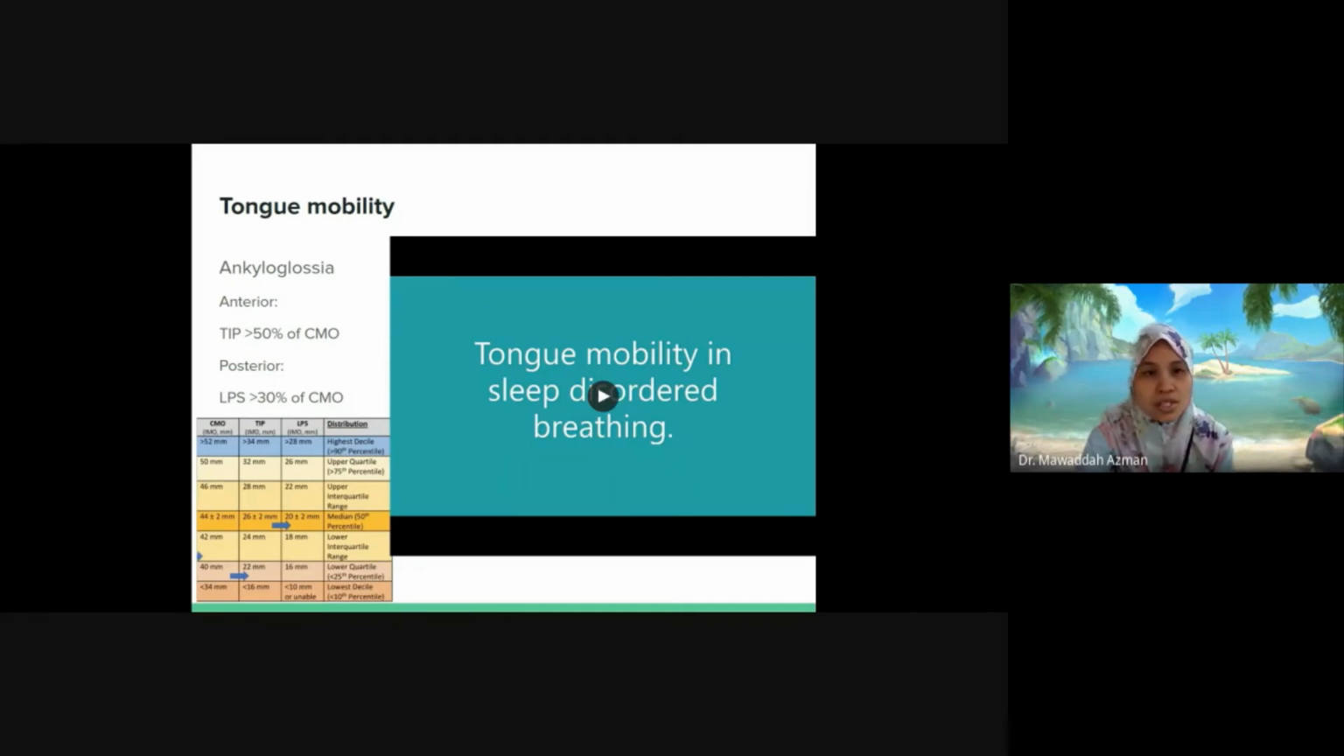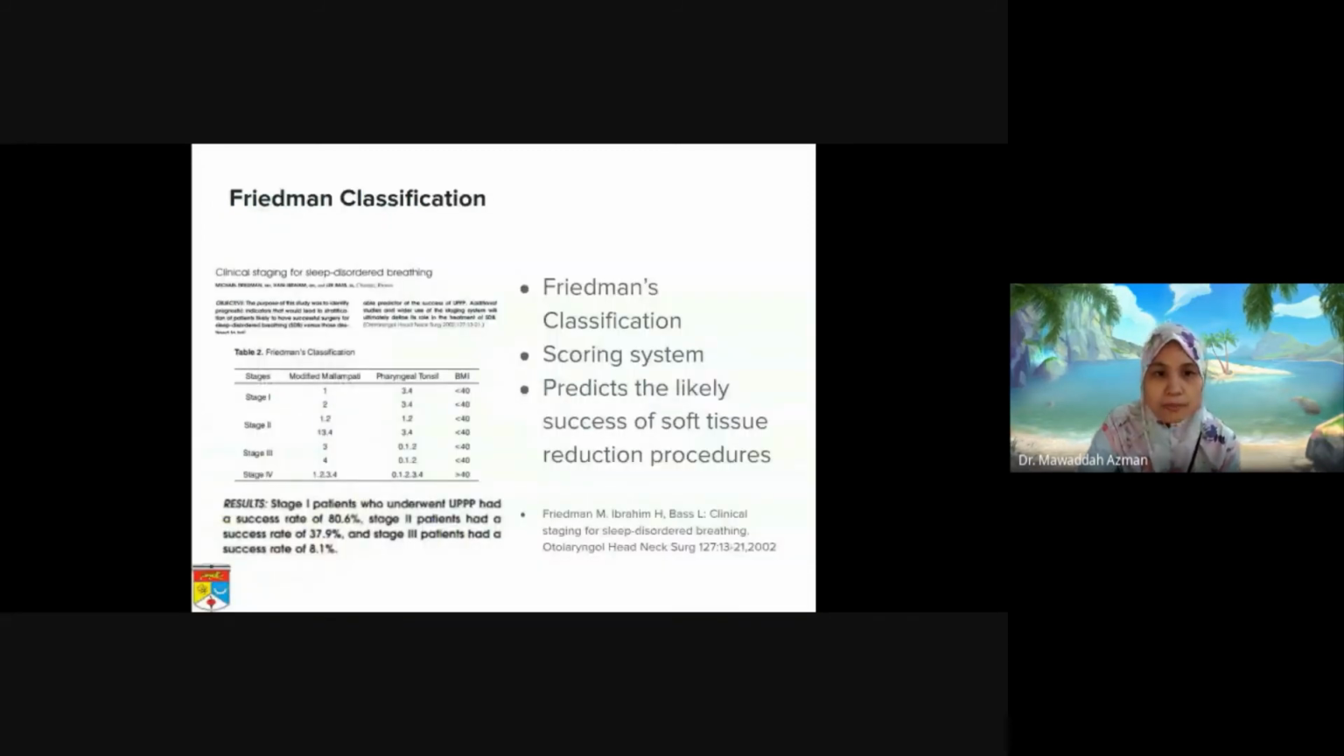If you are interested to read the full paper, you can read the paper by Kamako, published in 2015. It's a very nice read. So we assess the Friedman classification of the patient. This is very historical. We used to do a lot of this surgery, soft tissue reduction procedures, uvulopalatopharyngoplasty, and the Friedman classification, which includes the tonsil size and the Friedman staging, tells us whether this is successful or not.